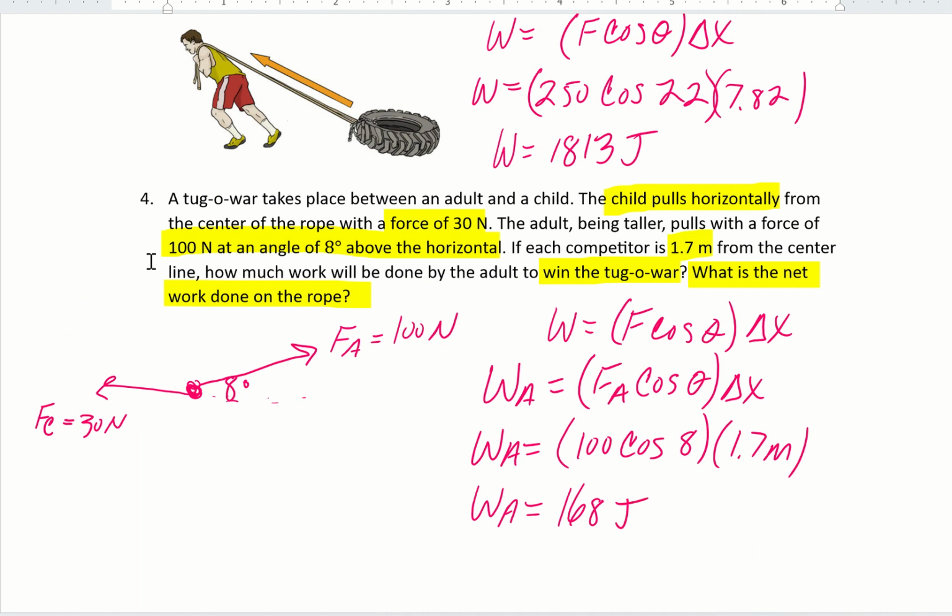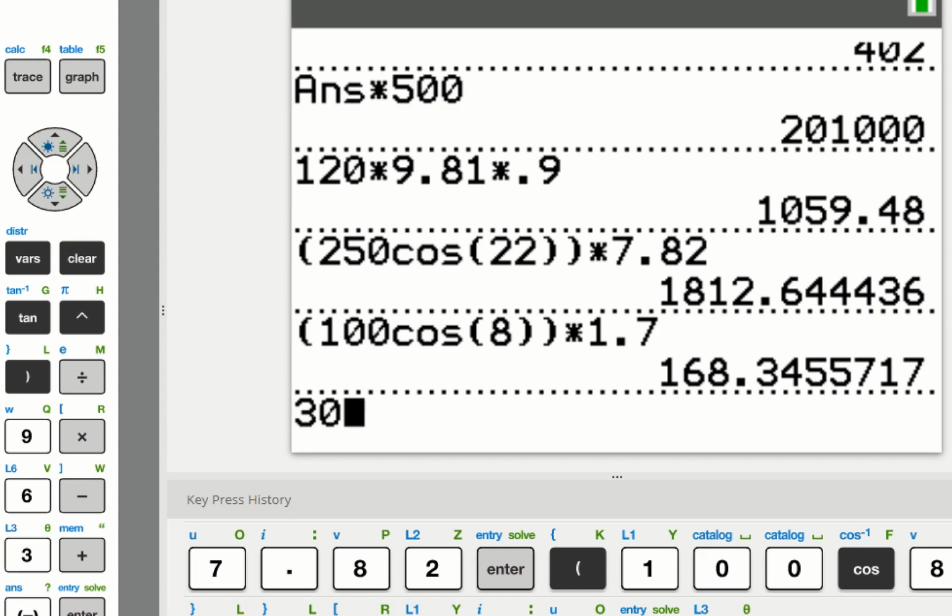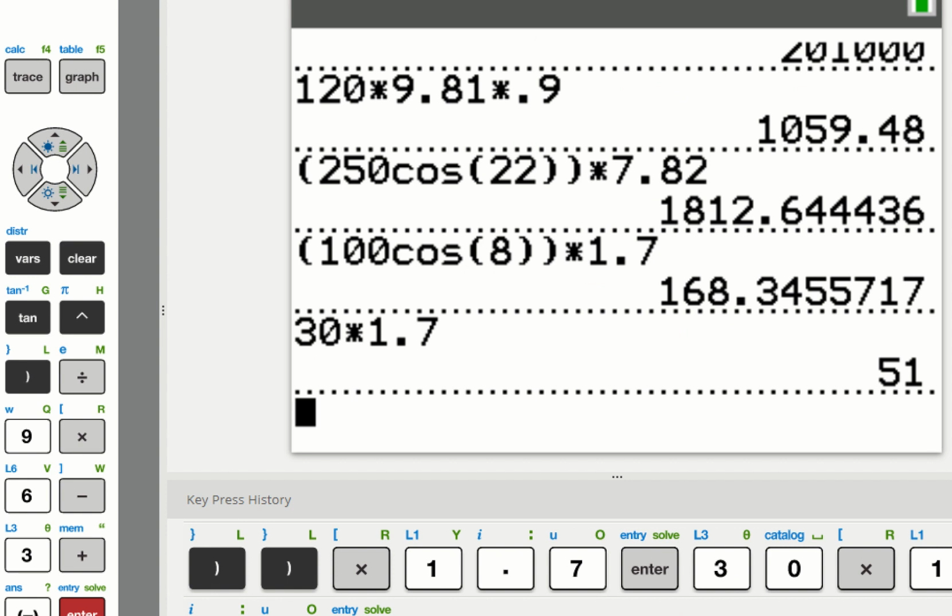Okay, now there are a couple of ways to determine the net work done on the rope. So we found the work done by the adult, so we could do the work done by the child. Now the child is pulling horizontally, so that's a 0-degree angle. So for the work of the child, we can just use F delta x because the cosine of 0 is 1. So I could do 30 newtons times 1.7 meters. So the work done by the child is 30 times 1.7, which is 51.